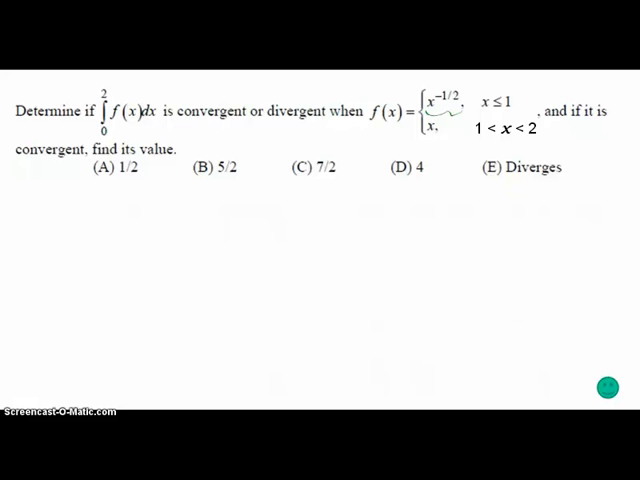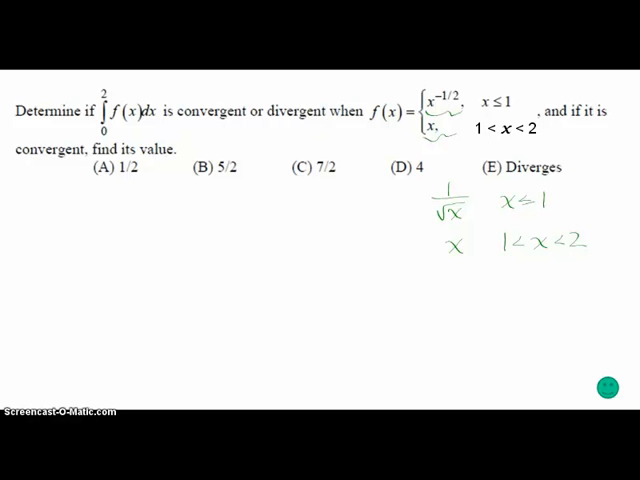Here's one and here's another. There are two pieces of F. For one piece, F acts like this. For another piece, F acts like this. And so for all values less than or equal to 1, we have this. And for all values between 1 and 2, we look like this.